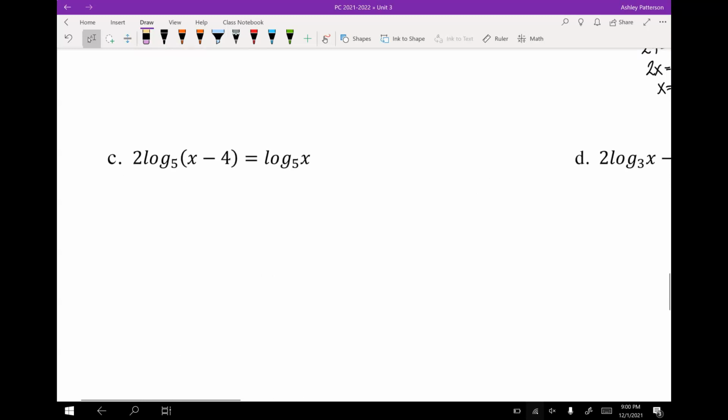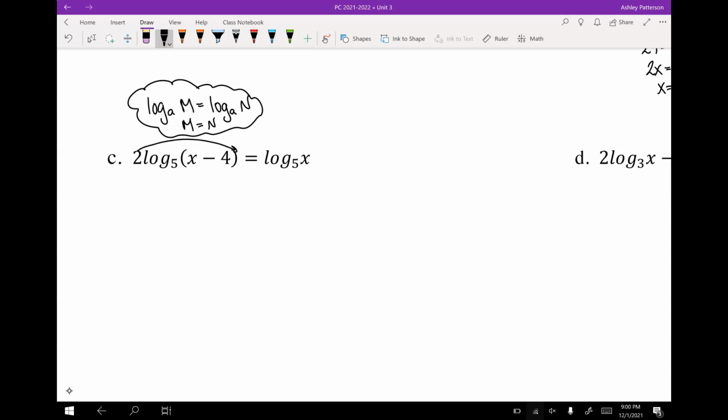We had a property where it said if we had a log base A of m equal to the log base A of n, we could just set the quantities equal. Let's make that happen here because we're almost there. The only thing I see is that the 2 needs to come up to the exponential spot thanks to the power property. Okay, so then we get the log base 5 of x minus 4 squared equal to the log base 5 of x.